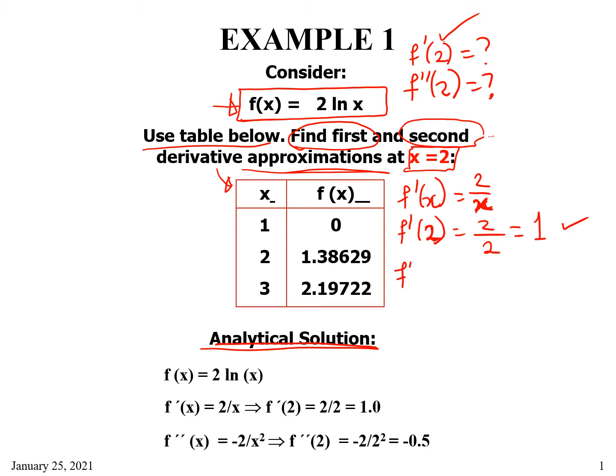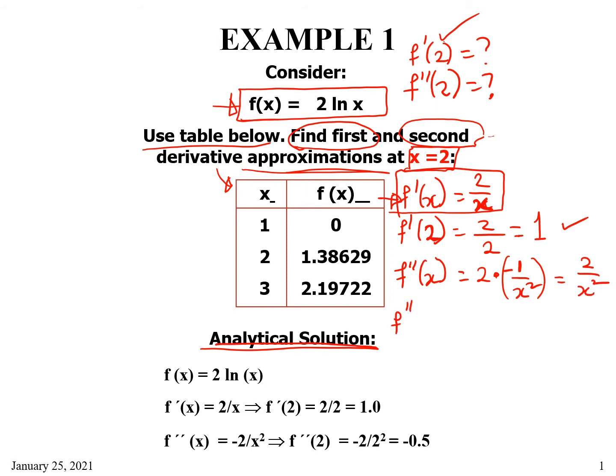To get the second problem, we need to first find f prime prime of x. Now we already have f prime of x, right? So if we differentiate this once more, what's that going to be? It's basically 2 times 1 over x. So what's the derivative of 1 over x? We keep 2 out because it's a constant, right? What's the derivative of 1 over x? It's minus 1 over x squared, right? That's your calculus. And this is precisely minus 2 over x squared.